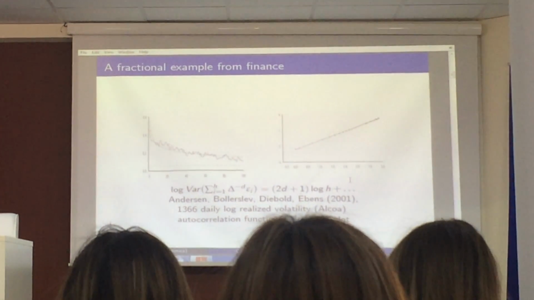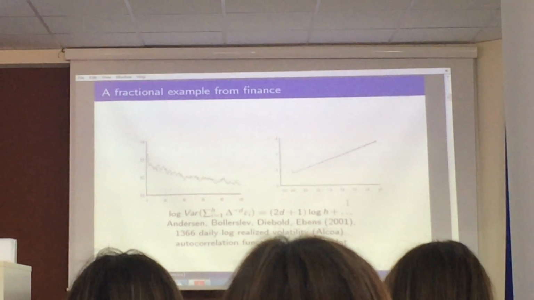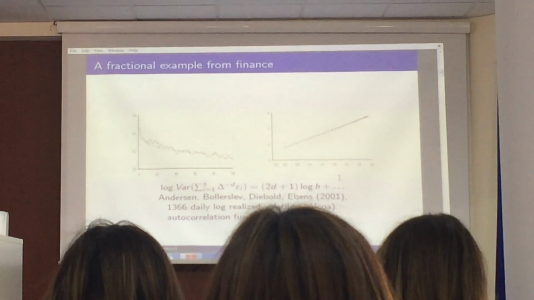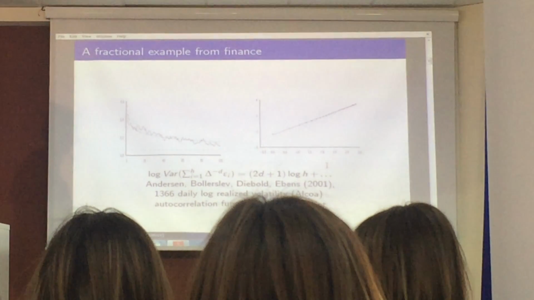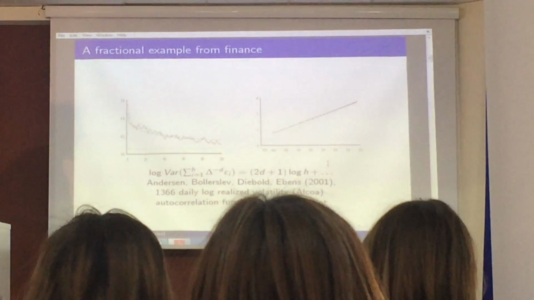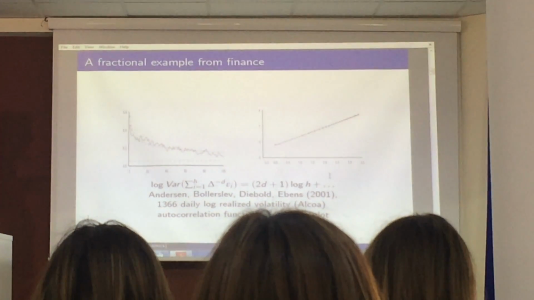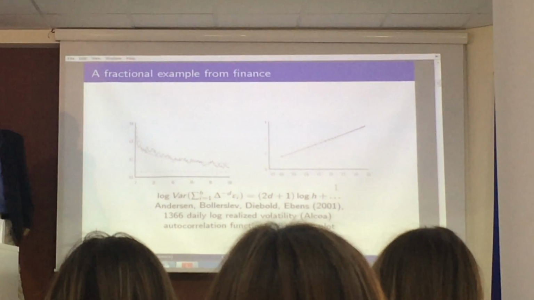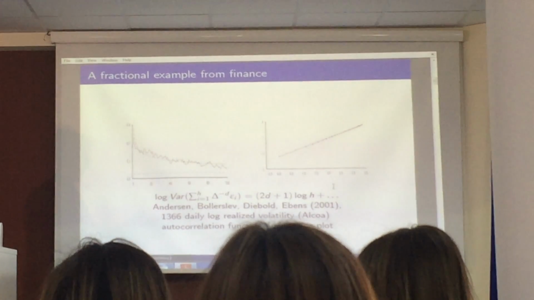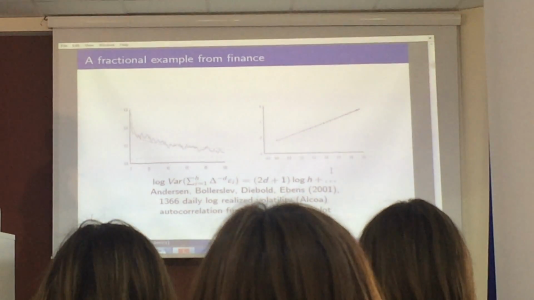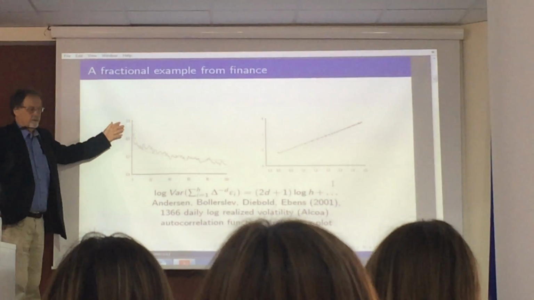So this is the first result, the first application. It is a variable which in finance is important, that is the log of the volatility, the realized volatility. It is daily observations, 1,366. And what I have on the left-hand side here is the autocorrelation function. When you have a time series, you always try to measure how much glue or how much dependence is in the time series, and you do that by the autocorrelation function.